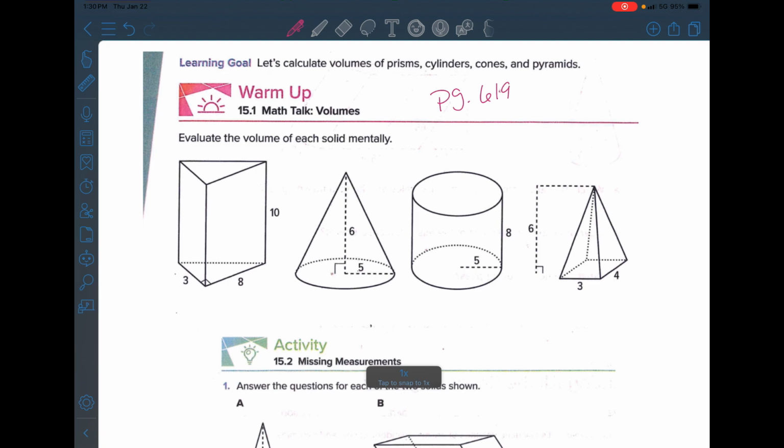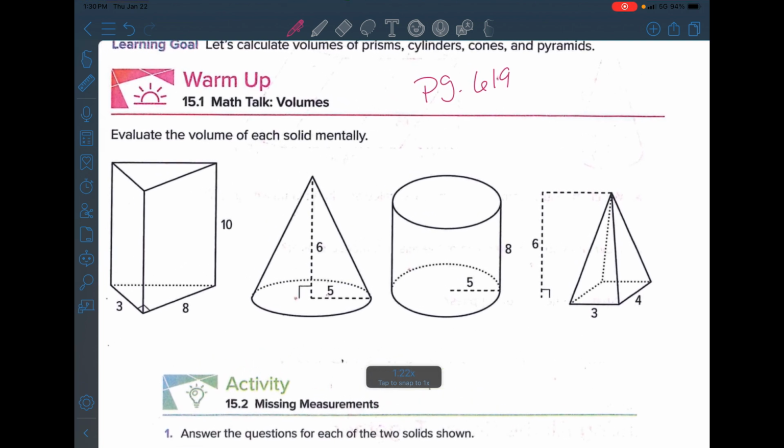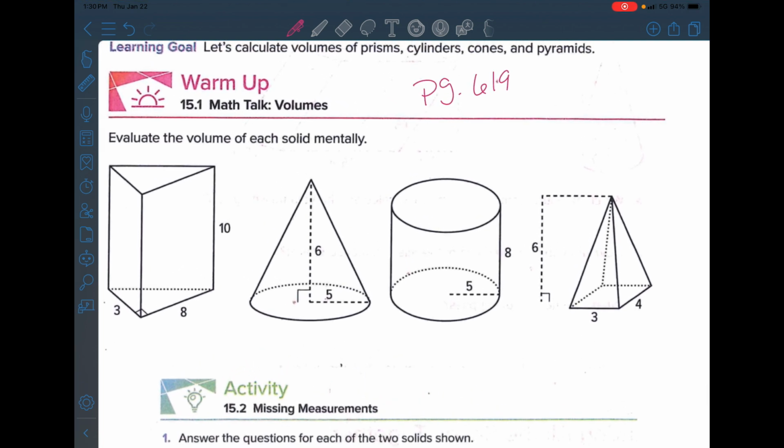So on this warm-up, it says evaluate the volume of each solid mentally. That means you should be able to do it in your head, but I know some of us can't, and that's okay. Now, if it was a test and you can't use calculators, you're going to have to do it. But for now, let's use our calculators.